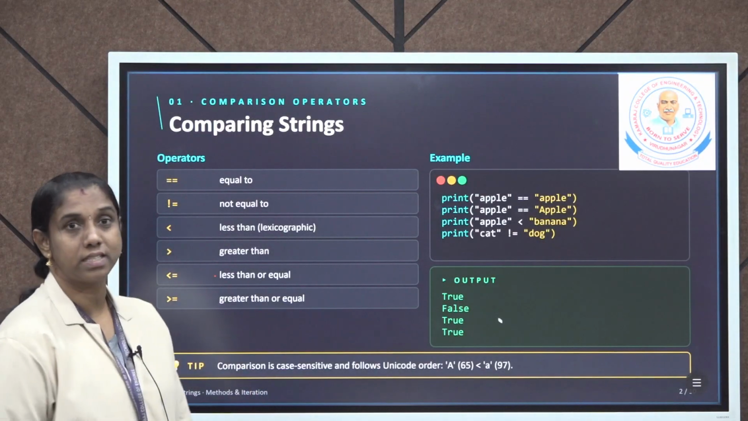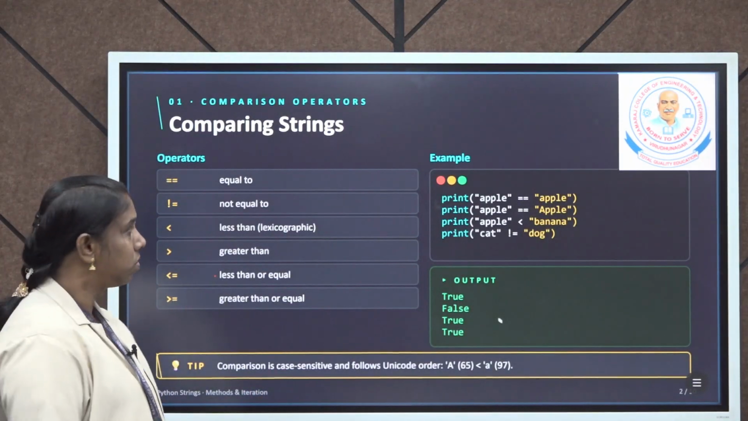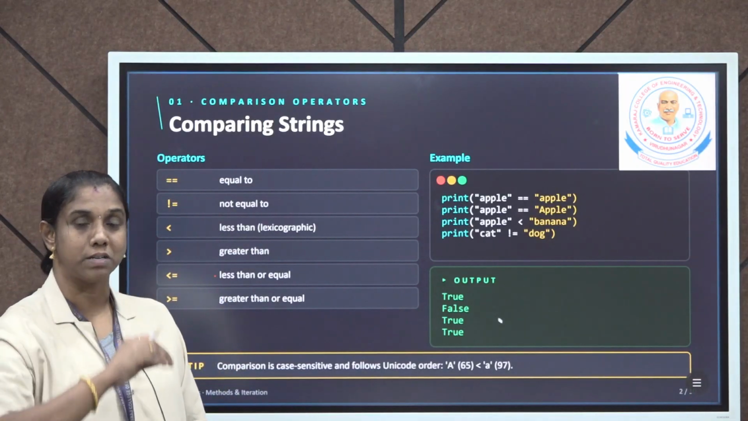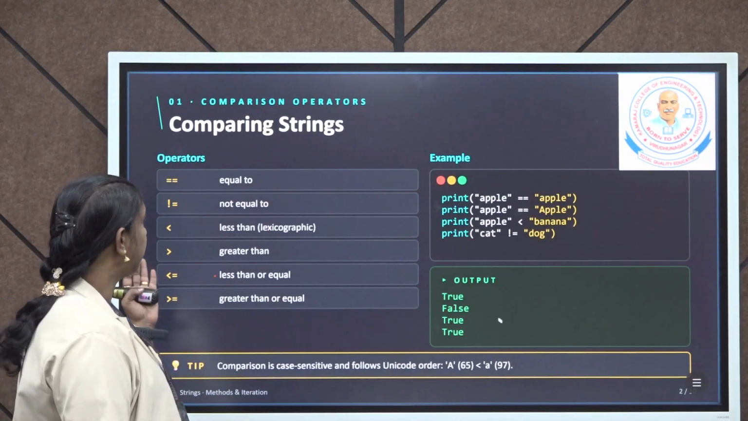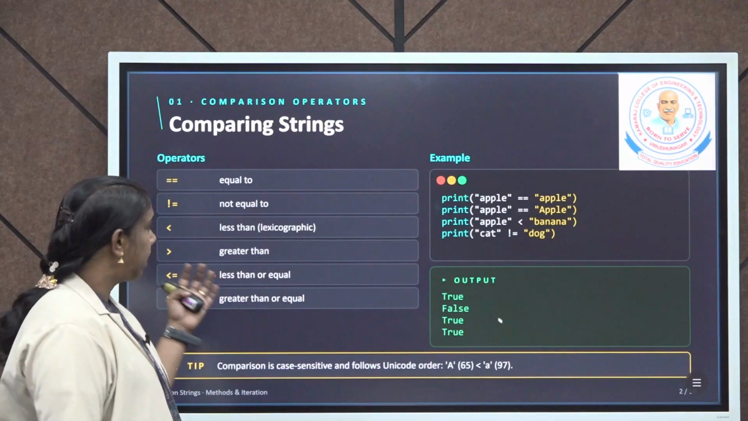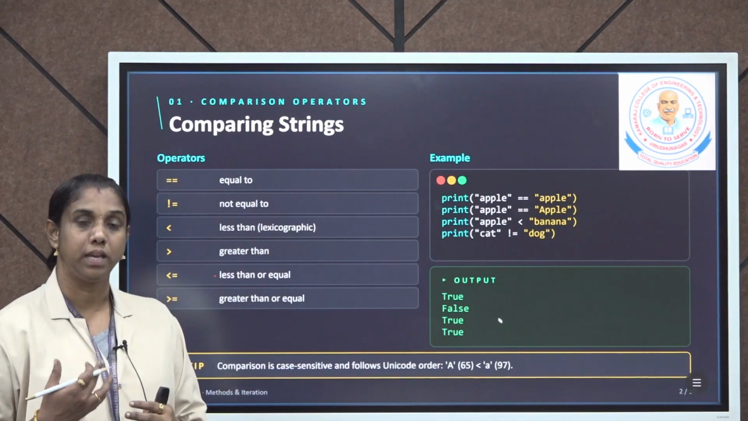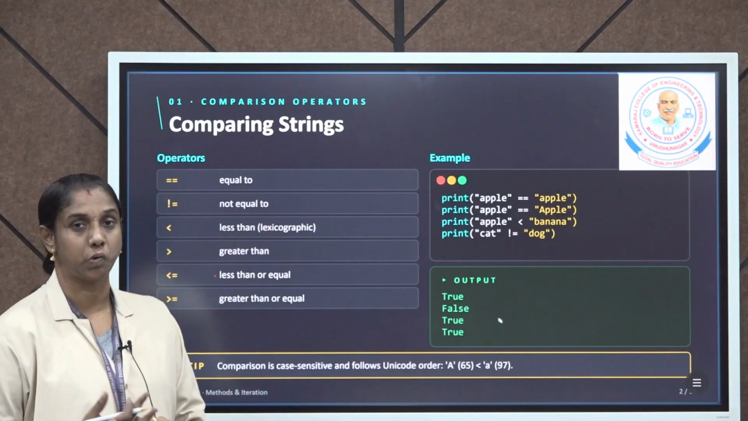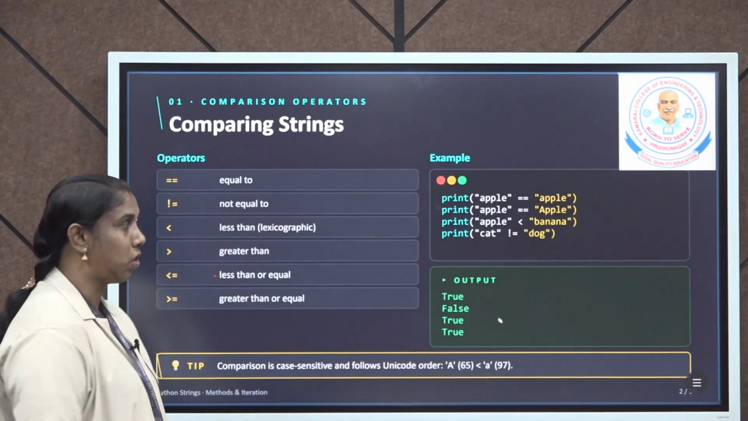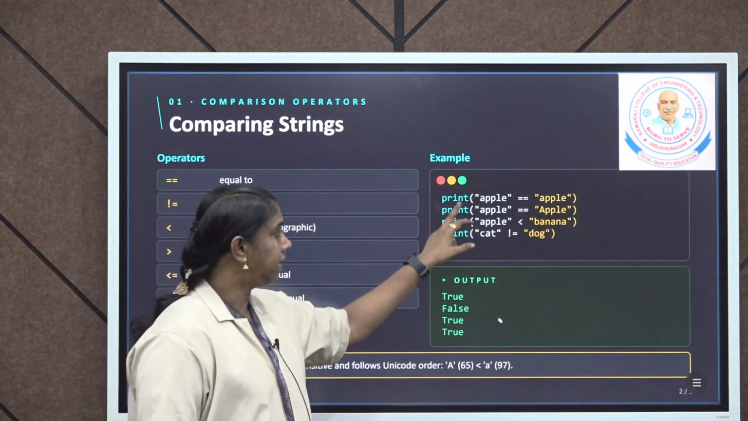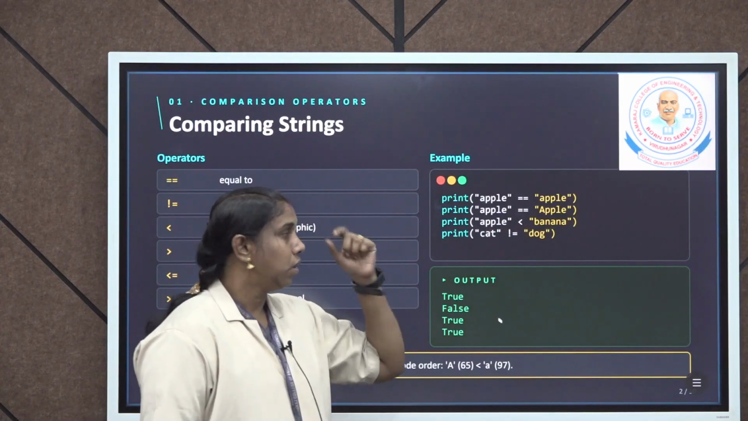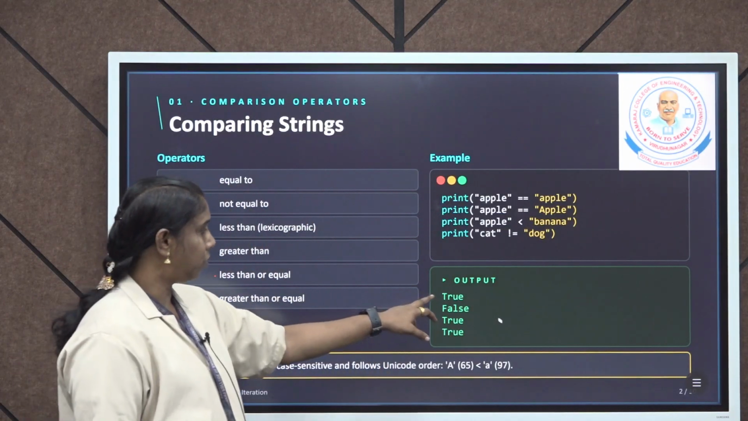So first we can see the comparison of the string. We have a lot of operators to compare strings. The first is the equal to operator. Here, with the double equal to operator, if the left and right side strings are equal, it gives the output as true, otherwise it gives false. Here you can see print apple equal to apple. Both the strings are equal, so the output is true.